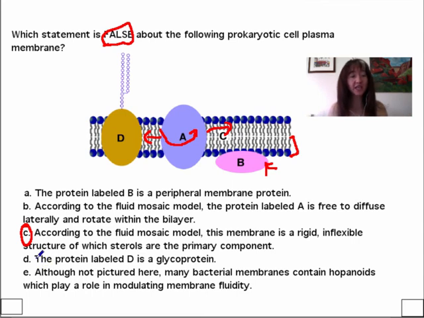Let's just make sure we understand why D and E are true. The protein labeled D is a glycoprotein. Yeah, it is, because notice here's the carb region. So this whole polymer right there, that is a chain, right, is a carb. And then this is protein. Cool. So then, although not pictured here, many bacterial membranes contain hopanoids, which play a role in modulating fluidity. You bet. So only one clear false statement there.